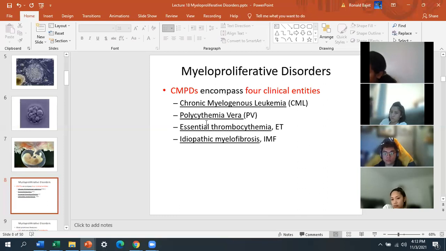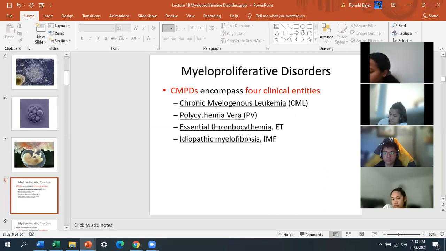Polycythemia is the red blood cells. Essential thrombocythemia. Now, thrombocythemia means excess or overproduction of platelets. Now, you may have seen the term thrombocytosis. That's the same thing. So if you see thrombocytosis or thrombocythemia, it just means an excessive amount of platelets. So essential thrombocythemia, a lot of platelets.